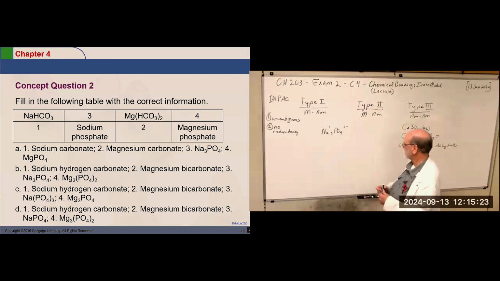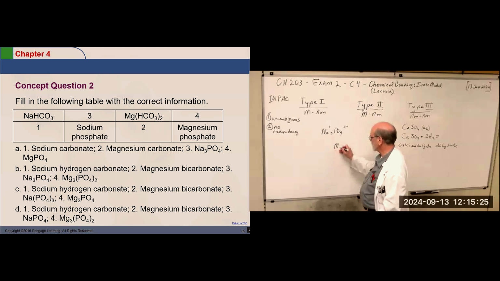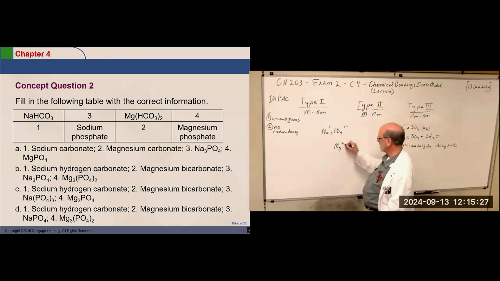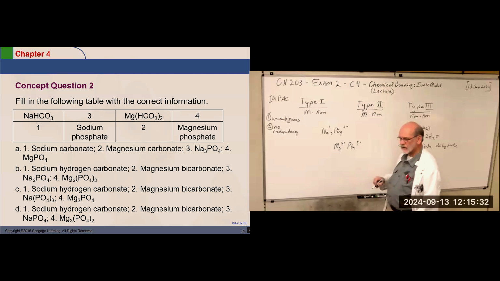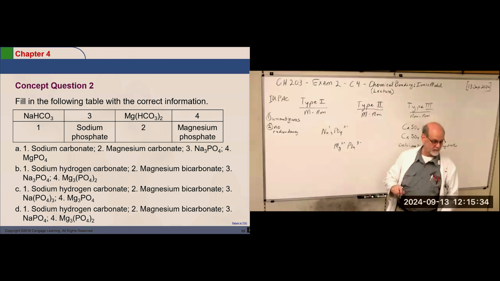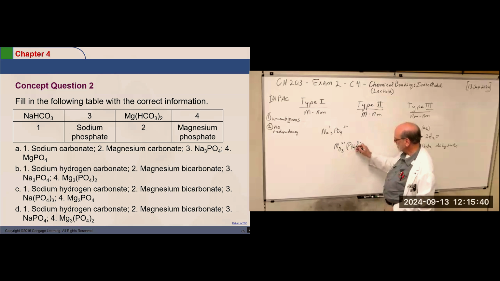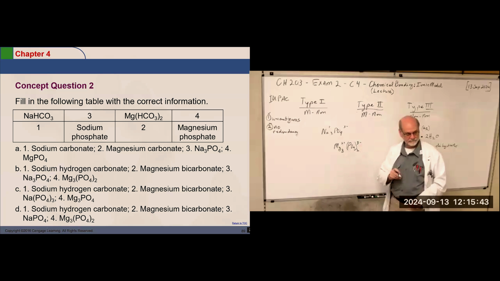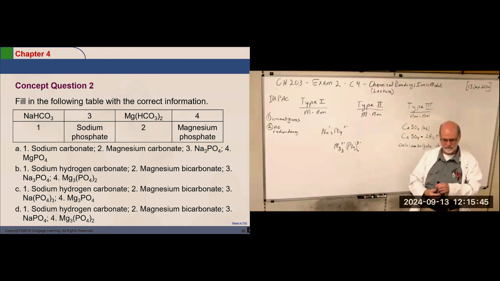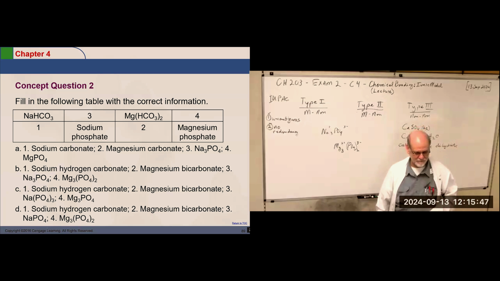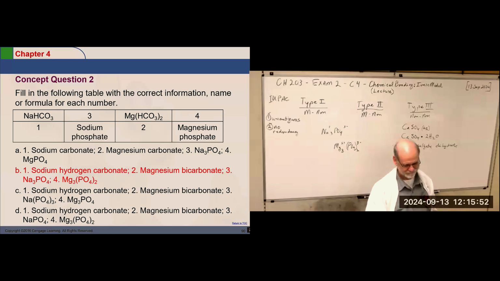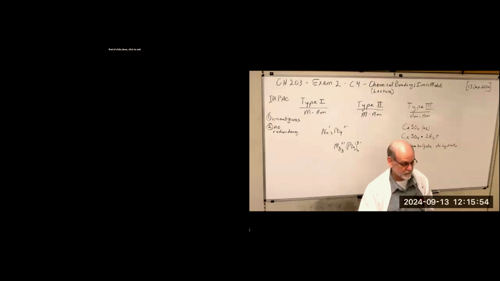Magnesium, let's do that one. Magnesium is an alkaline earth metal with a 2+ charge. Phosphate is still 3-. So how do we do that one? Remember? Right. Bring the 3 over here, and the 2 comes over here, like that. We're good to go. So let's see which one satisfies. B. And that's it for chapter 4.